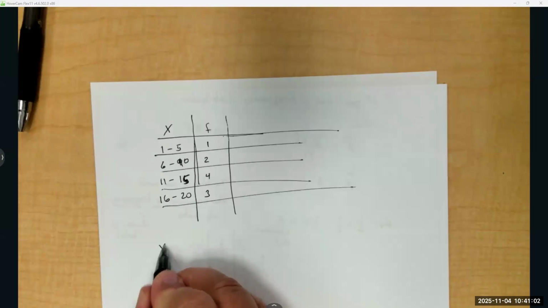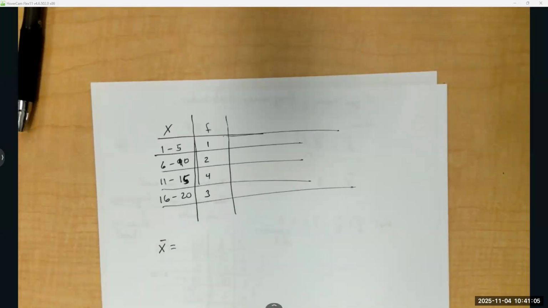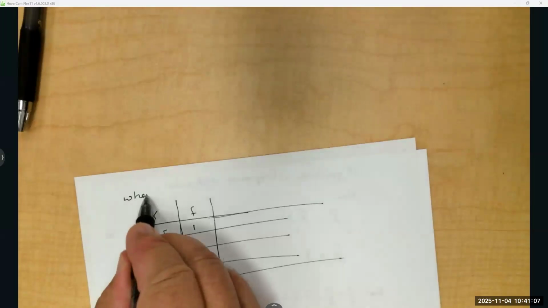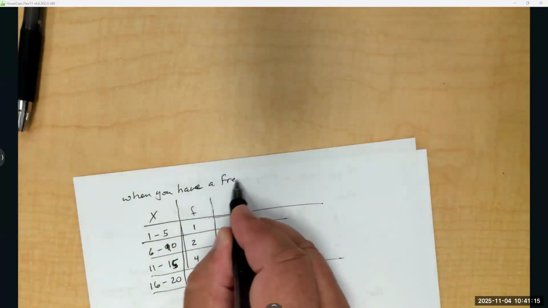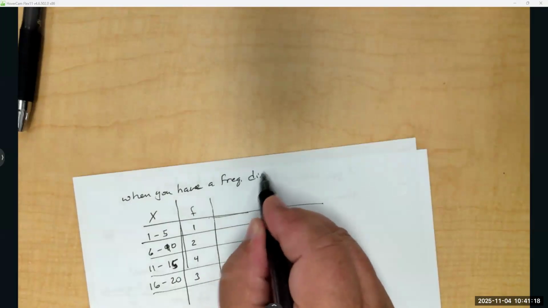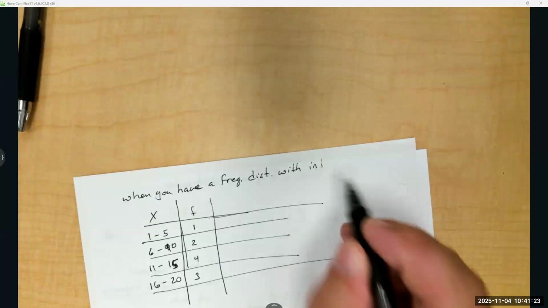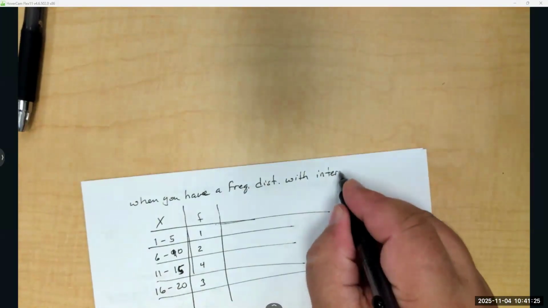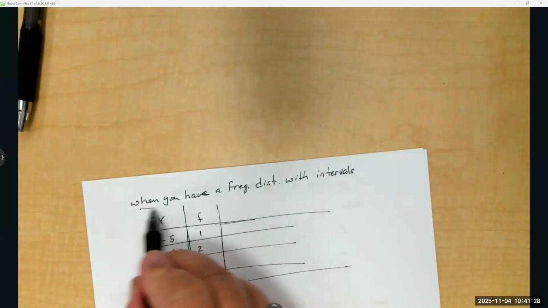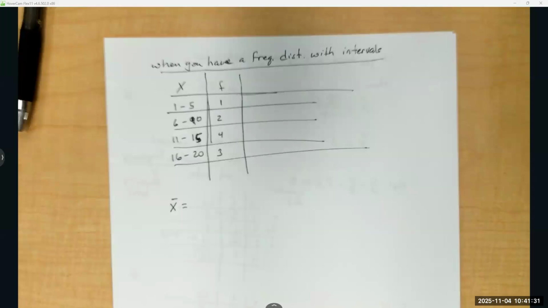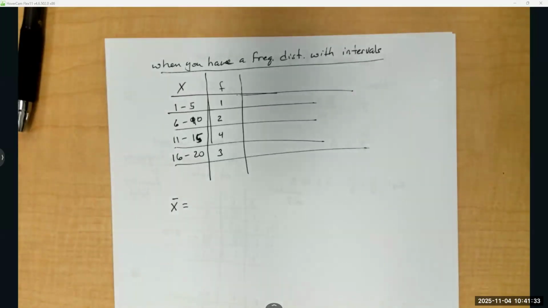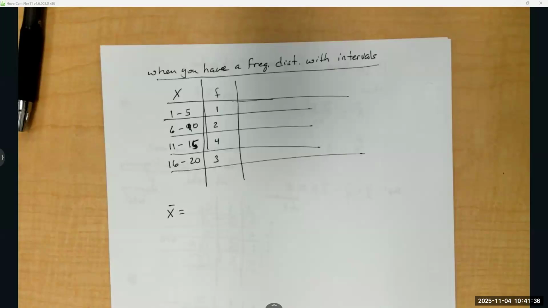So what if I wanted to know the mean of this set? So when you have a frequency distribution with intervals, so if you have a data set that has intervals, how do we find the mean here?